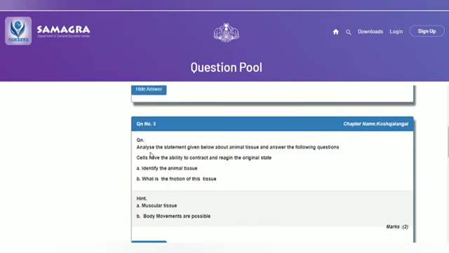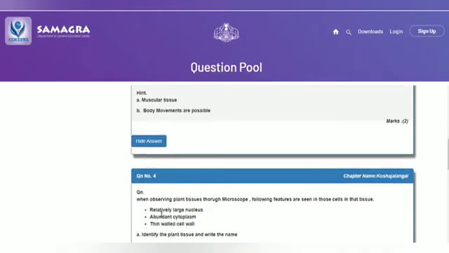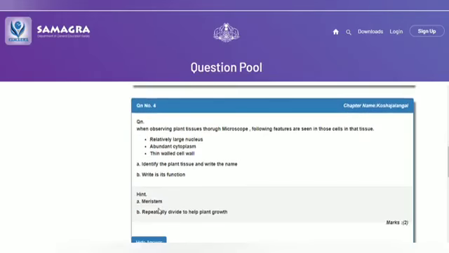Third question. Analyze the statement given below about animal tissue and answer the following questions. Cells have the ability to contract and regain their original state. Identify the animal tissue. The animal tissue is muscular tissue. What is the function of this tissue? Body movements are possible.